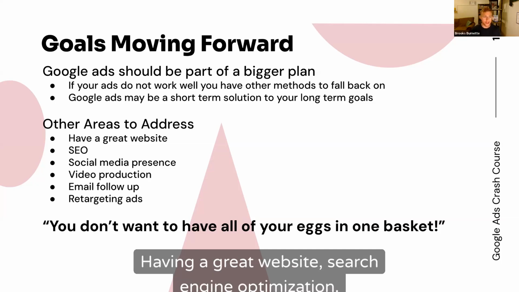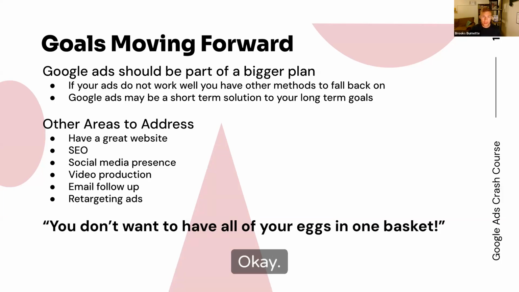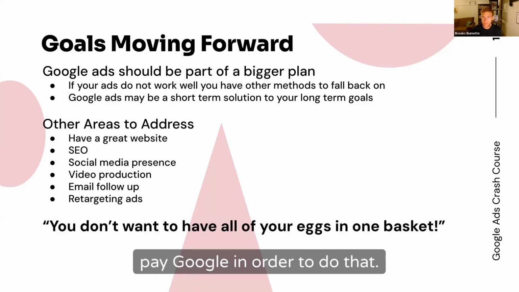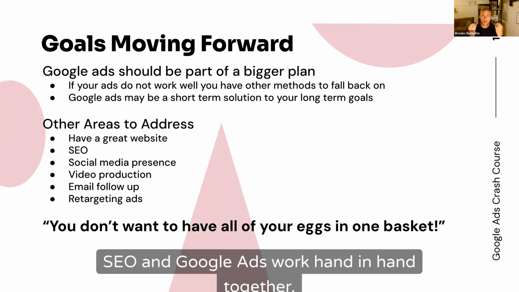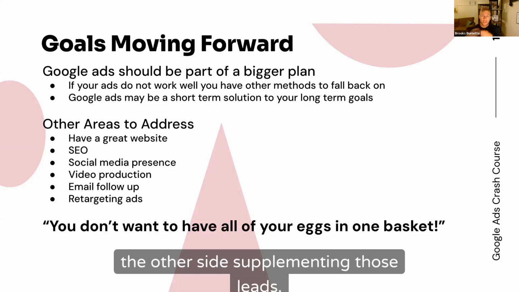Okay. And so other areas that need to be addressed in your online marketing plan is your website. Having a great website, search engine optimization. This is where you're ranking on Google without paying for it. I mean, that sounds good, doesn't it? Ranking on Google without having to pay Google in order to do that. SEO and Google Ads work hand in hand together.